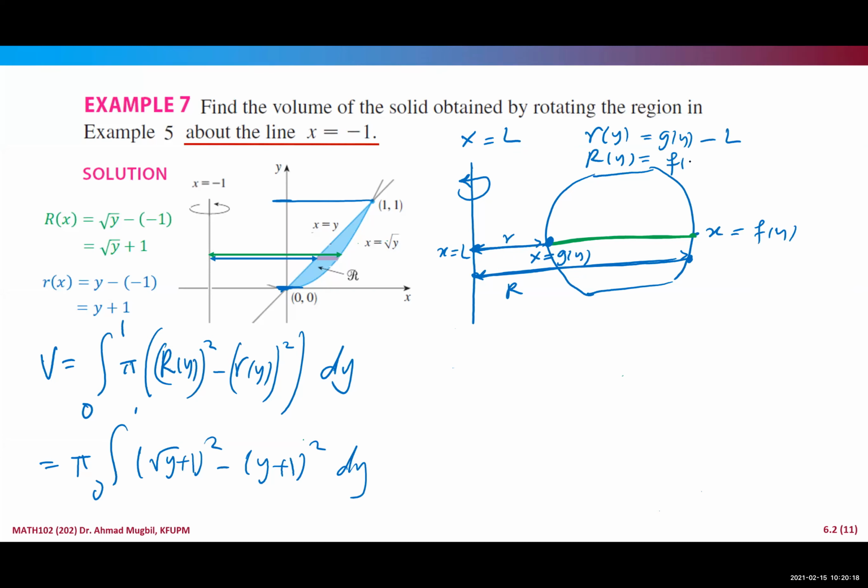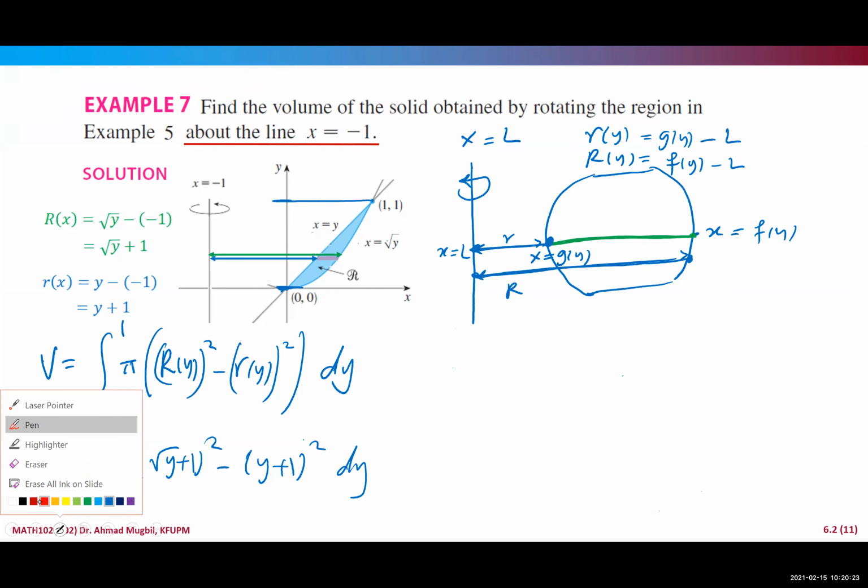F of y minus L. Okay. We don't have time to let you think like this. You take a long time.